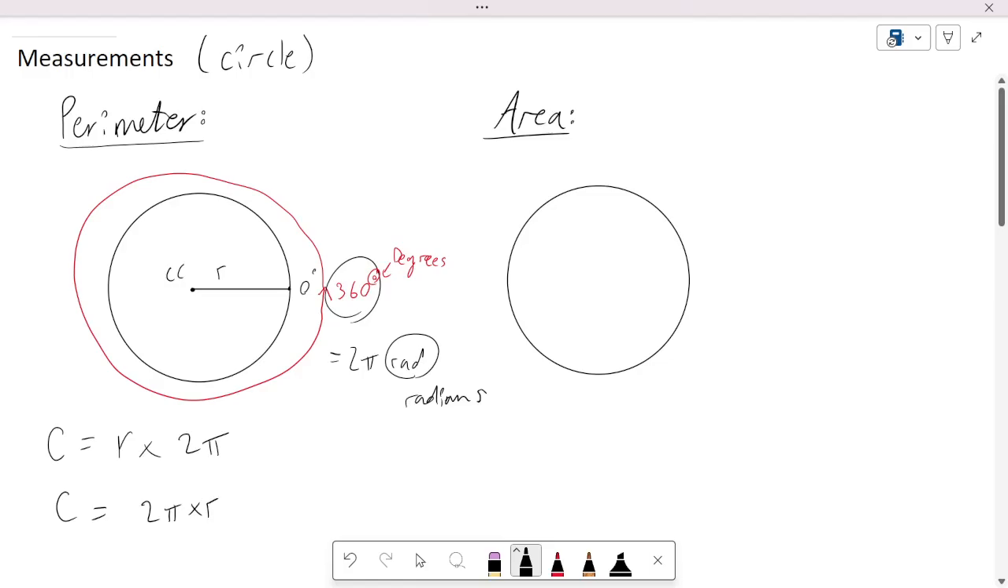Now, let's look at the area of the circle. The area of the circle is almost impossible to actually visually represent, but I'll try my best. So what we have over here is the circle. I'm going to draw a circle center here, and then a radius like this. And I'm going to draw another radius, which therefore makes this the diameter, right?